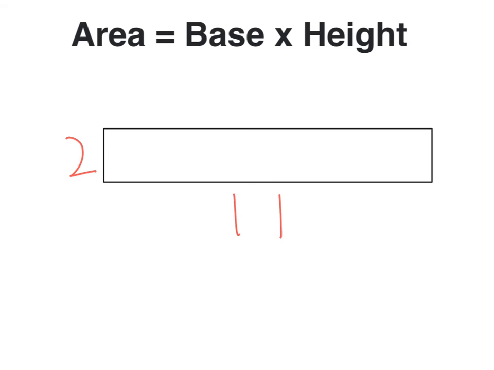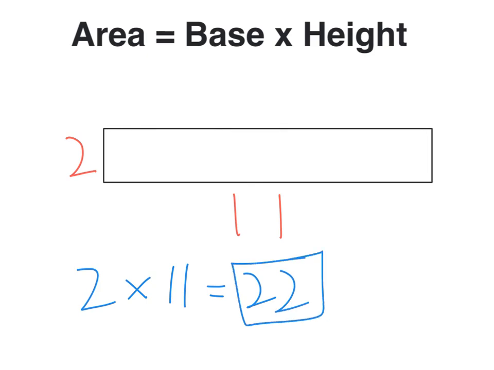So we'll think of it as base times height. The base is 11. You could also think of this as the length or the width or whatever. And the height is 2. So we would literally just have to do 2 times 11 to get our area of 22.